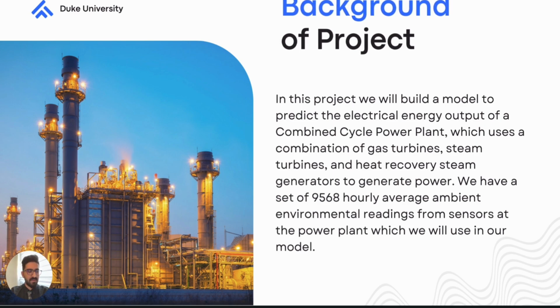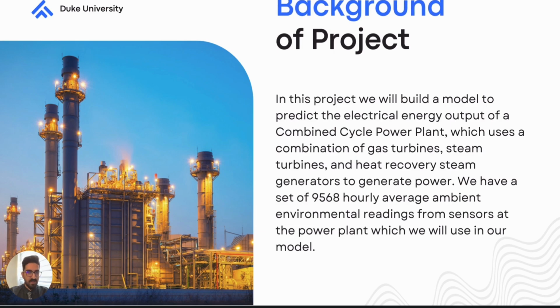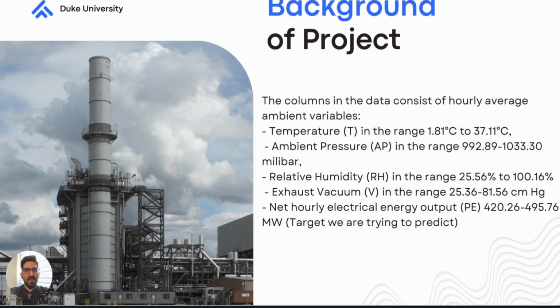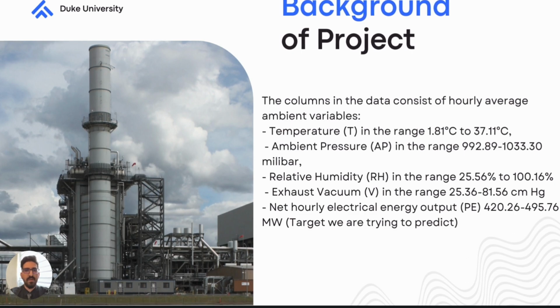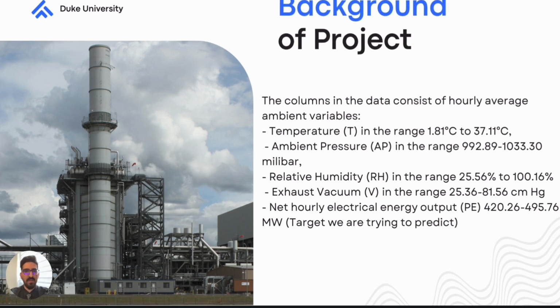We have a set of 9,568 hourly average ambient environmental readings from the sensors of the power plant, which we'll use in our model. In this column, we can see some data variables: the temperature, the ambient pressure, the relative humidity, the exhaust vacuum, and the net hourly electrical energy output.